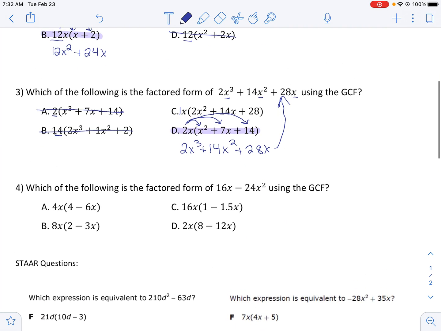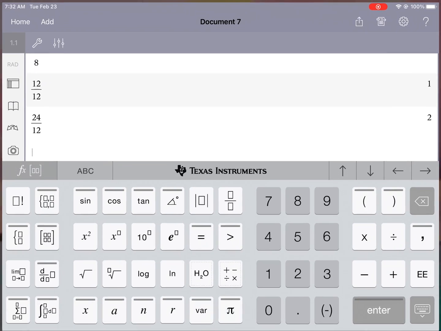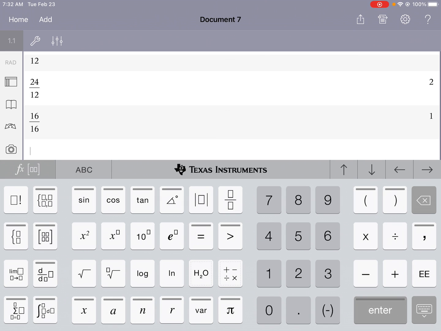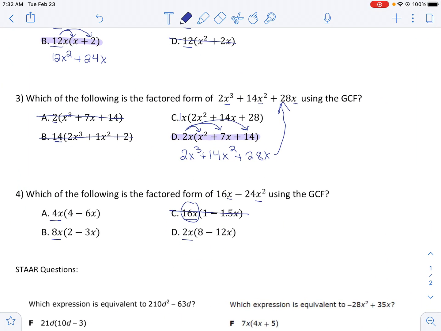so that's how we know it does work. Okay, looking at number 4, which of the following is a factored form of 16x minus 24x squared? Again, both terms have an x, so our answer, the factored form, should have an x, which it looks like all of them do. Okay, we want to start by looking at the biggest factor, so we're going to look at 16 to see if 16 goes into 16 and 24. When we do that, 16 divided by 16 is 1. When I do 24 divided by 16, notice I get a fraction, so that means that does not work. So that's eliminated.